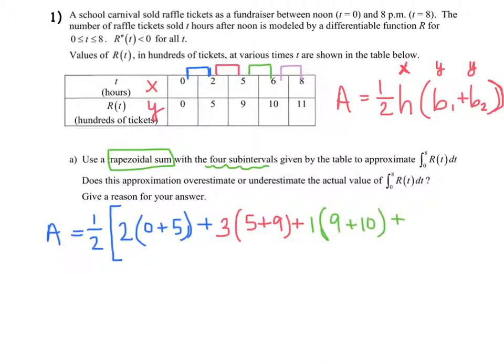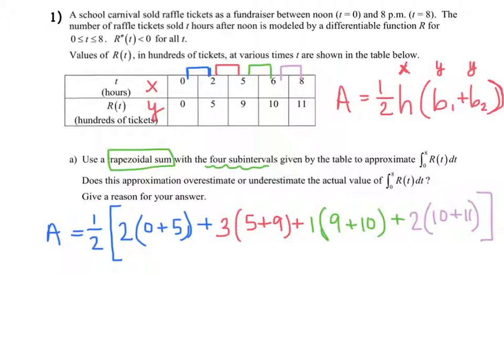Okay, we're moving on to our last one, and again, the distance between my x's is 2, so that's the height of my trapezoid. And my y values, my bases, are 10 and 11. Okay, so we're just going to go ahead and do some calculating to get our final answer here.